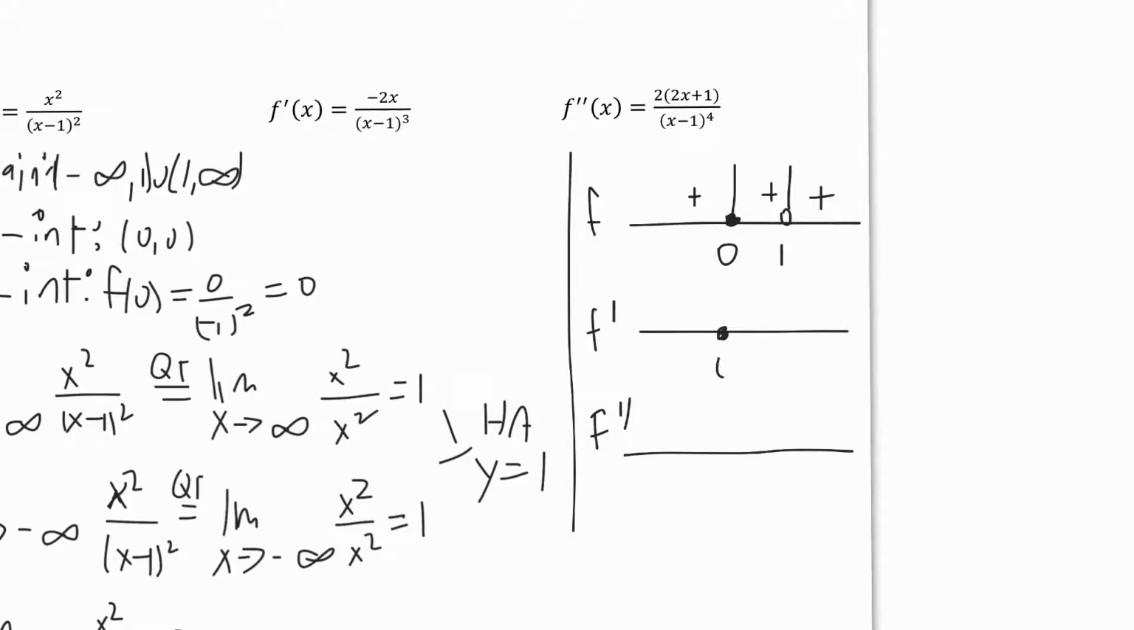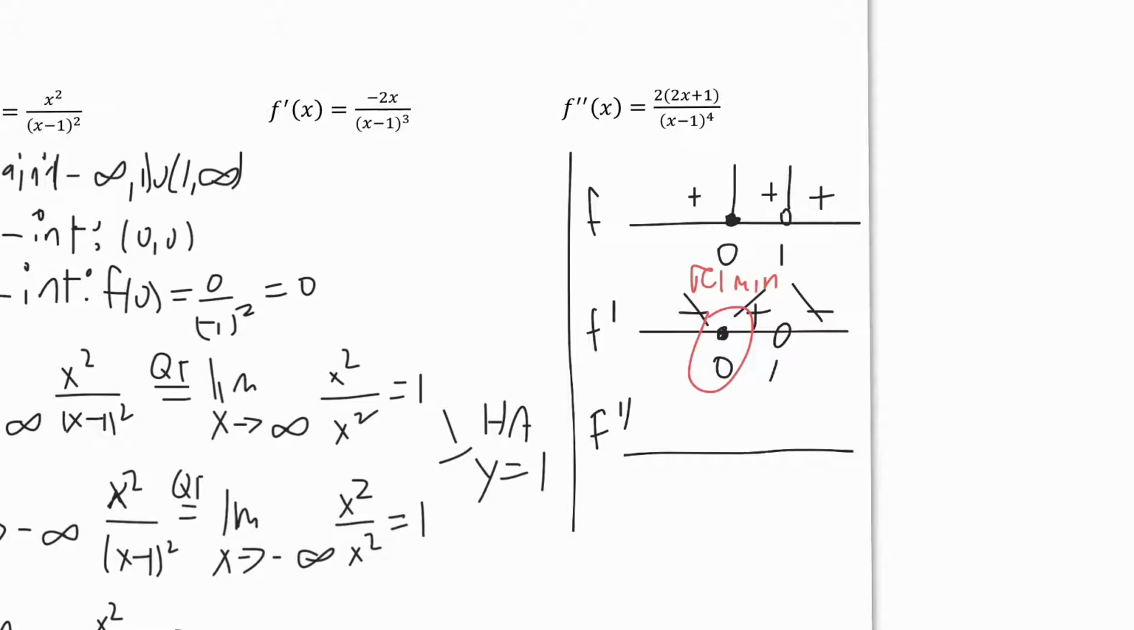Now for f prime, it looks like we've got the same setup. We've got 0, and we've got 1. So pick a number bigger than 1. Oh, it's going to be negative. So negative, positive, negative. So the graph is decreasing, increasing, decreasing, which means we have a relative min. The other point looks like a relative maximum, but of course, because the function is undefined at 1, it's not a relative maximum.